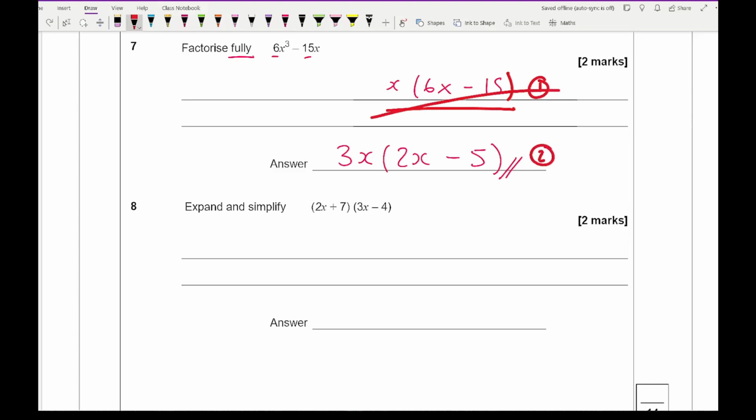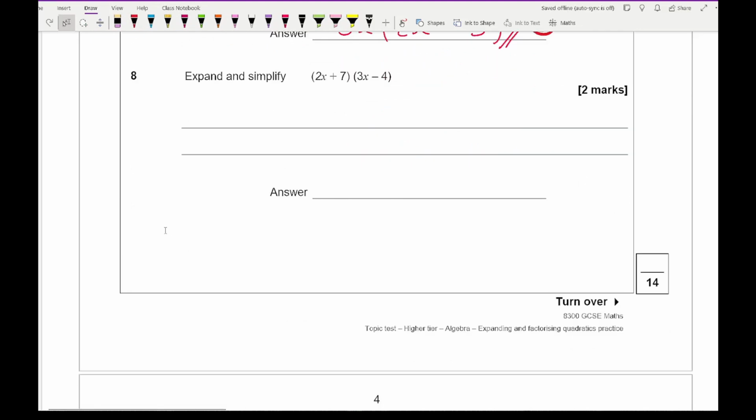So then moving on to question 8, it says expand and simplify. So here we've got more additional double bracket questions. So again, 2x times 3x is 6x squared. 2x times minus 4 is minus 8x. And then we've got 7 times 3x, which is plus 21x. And 7 times 4, which is minus 28.